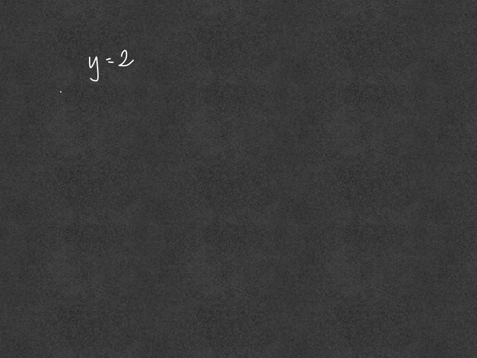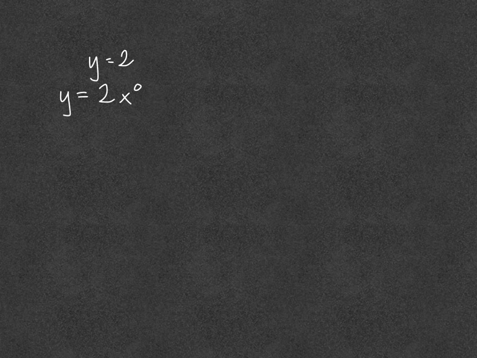In this case, if we were to write it on the same form as a polynomial, then this would be 2x to the power of 0. Because x to the power of 0 is 1, so 2 times 1 is 2. So this is the same thing. We can identify our a is 2, and our n is 0.